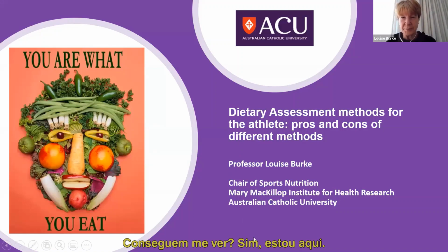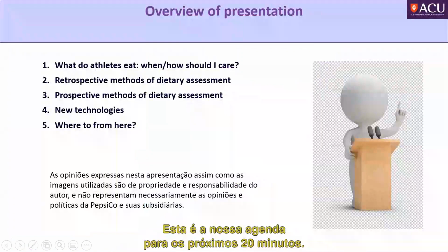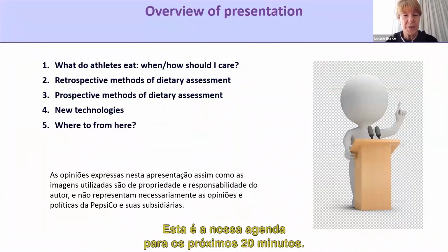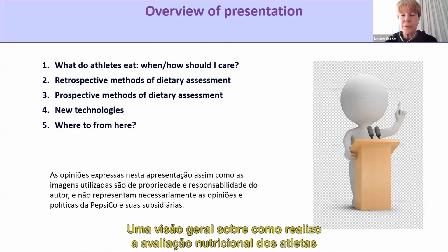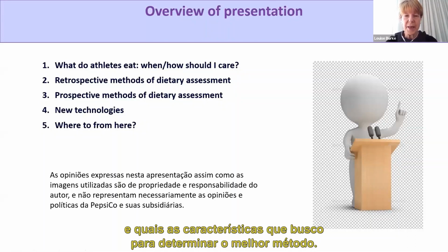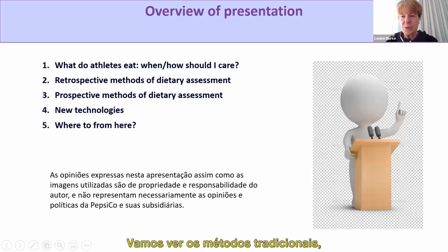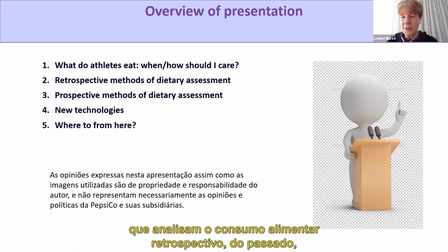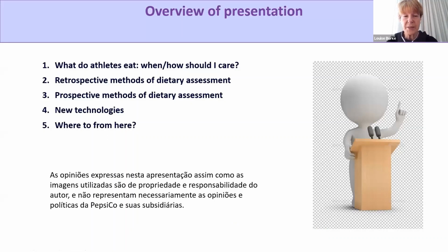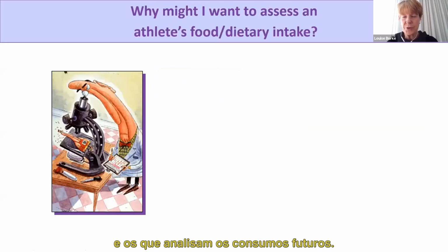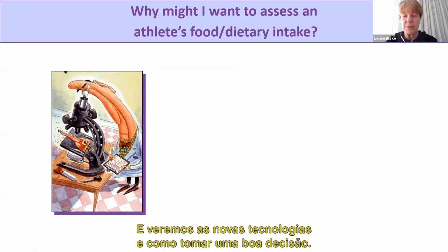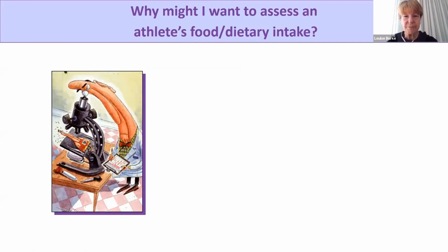Yes, I'm here. Okay. All right, so this is what we're going to try and cover in the next 20 minutes. An overview of why I do dietary assessment in athletes and what the particular characteristics are that I'm looking for, so that I can choose the best method. We'll then look at some of the traditional methods, the ones that look at retrospective food intake in the past, the ones that look at intake in the future, and then we'll have a look at new technologies and how to make a good decision.